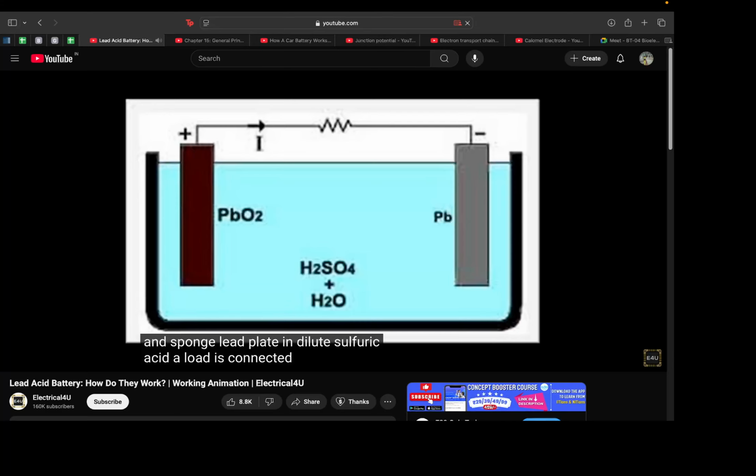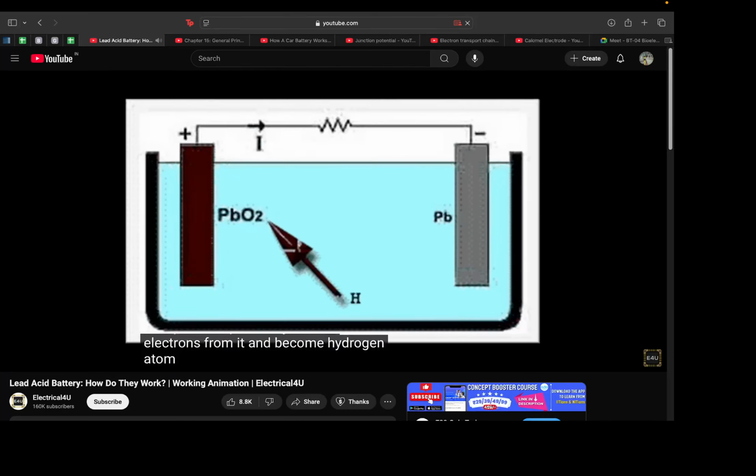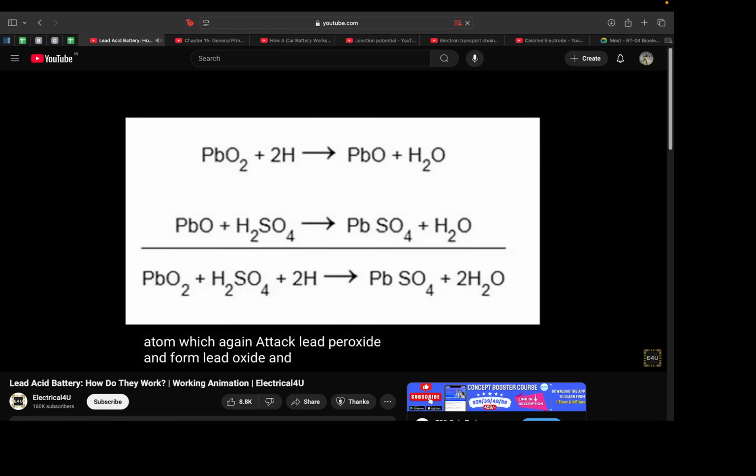A load is connected externally between these plates. In diluted sulfuric acid, the molecules of acid split into positive hydrogen ions and negative sulfate ions. The hydrogen ions, when they reach the lead peroxide plate, receive electrons from it and become hydrogen atoms, which again attack lead peroxide and form lead oxide and water. This lead oxide reacts with sulfuric acid and forms lead sulfate and water.